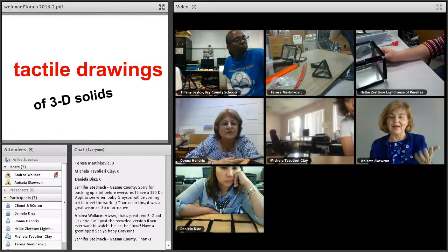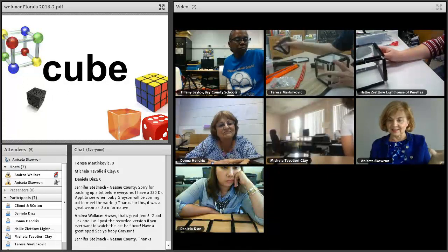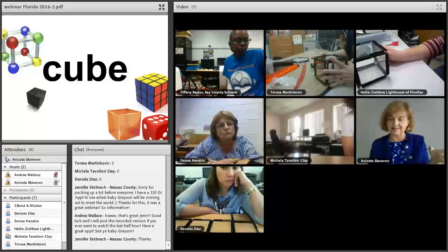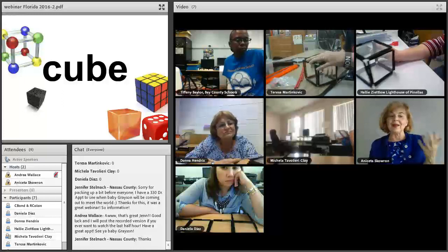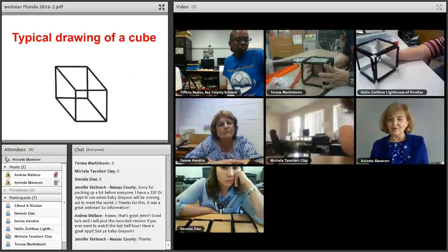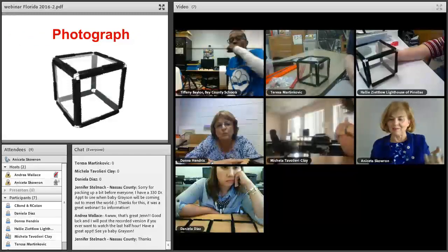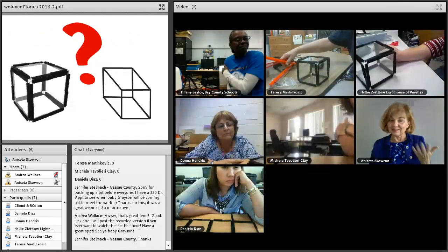For example, if you have a cube, right? All the edges are the same, all the angles are 90 degrees, right? But when it's a drawing, it's not 90 degrees. Not all the edges are even. And in a picture, you see the same. It's all because of perspective, right?